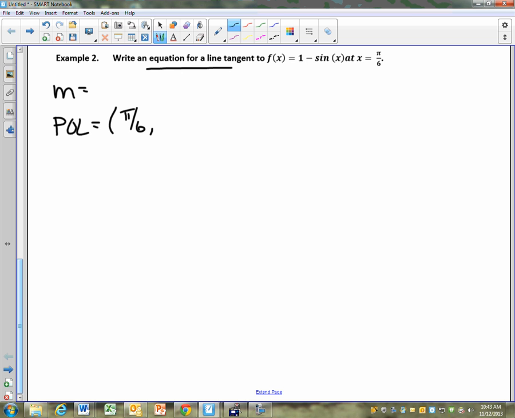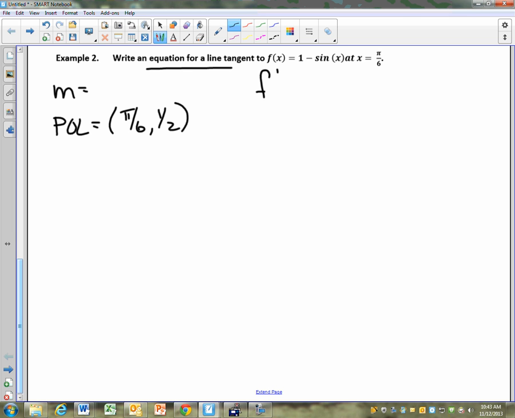Now, you remember from yesterday that if you plug pi over 6 into sine of x, does anybody know what sine of pi over 6 or sine of 30 degrees is? It's 1/2, so 1 minus 1/2 is 1/2. So that's our point on our line. Well, how do we find our slope?